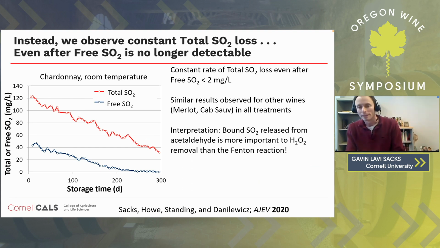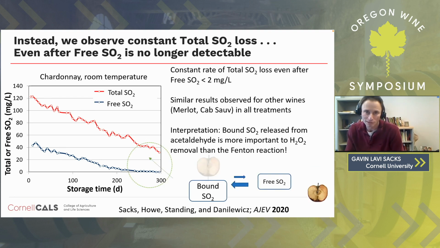regardless of temperature. What we think this means is that the most important source of aldehydes when you oxidize a wine is not making new aldehydes. These are aldehydes that are getting released from bound forms. And these bound forms were in your wine since the end of fermentation. They've been there since the beginning, when you first added SO2 at the end of a fermentation.